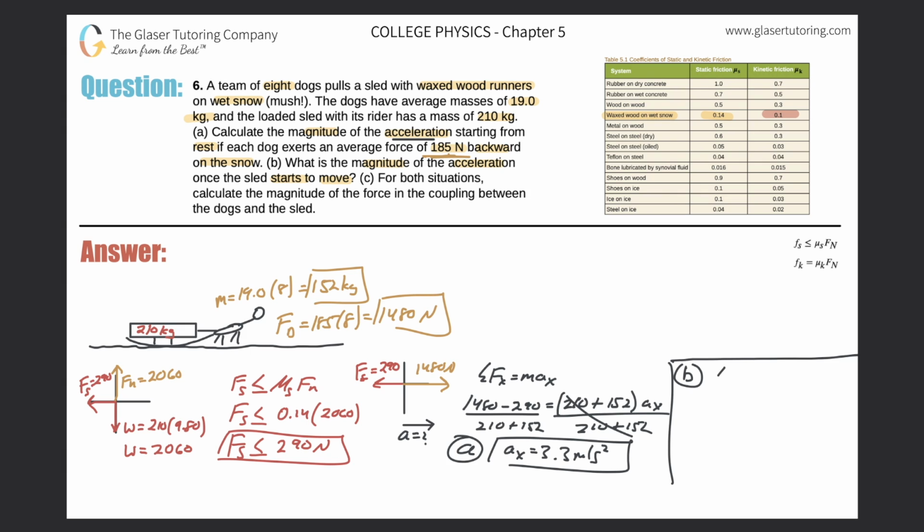So we have the force of kinetic friction, because it's a kinetic frictional problem, is equal to the coefficient of kinetic friction, which was 0.1, multiplied by the normal force. That hasn't changed, 2060. So the force of kinetic friction now is equal to 206. Here's the thing though, this has one significant figure, so this really has to be only one sig fig, so really it would be simply 200, okay? So that takes care of the kinetic friction.